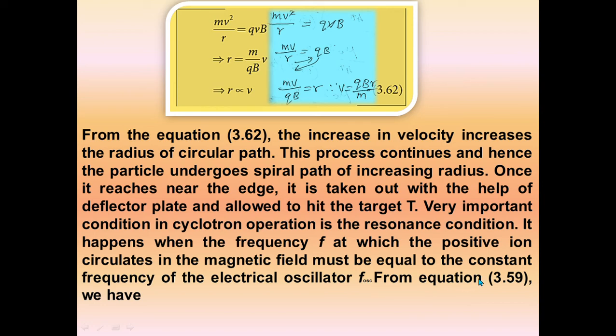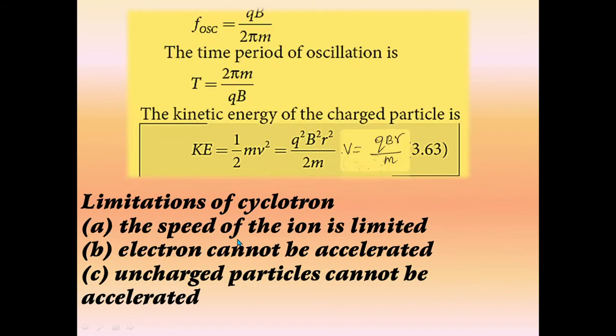From equation 3.59, we have the oscillator frequency equal to QB divided by 2 pi m. So what is the formula for the time period? Time period is equal to 2 pi m divided by QB. Time is nothing but the reciprocal of the frequency, and frequency is the reciprocal of the time taken. Time t is the reciprocal of this term, and we obtained 2 pi m divided by QB.